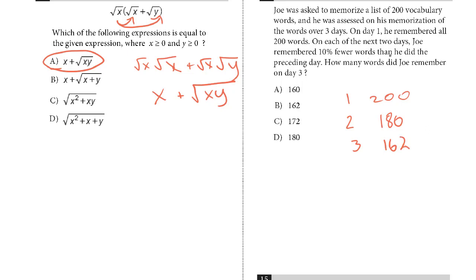Question is asking, how many words did Joe remember on day 3? He remembered 162. The correct answer for 14 is B. Notice this is a compounding problem. The percentage change is based on the previous term, not the original 200. Very typical on the exam.